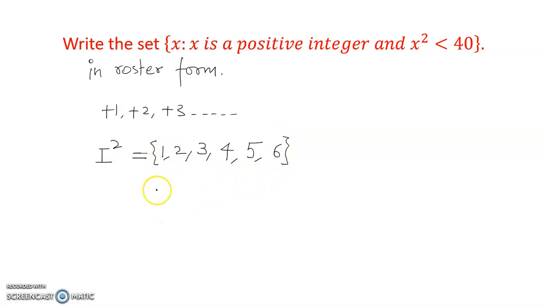You can again check: square of 1 is 1, square of 2 is 4, square of 3 is 9, square of 4 is 16, square of 5 is 25, square of 6 is 36. All these squares of these elements are less than 40. So all these integers whose square is less than 40 will become members of this set.